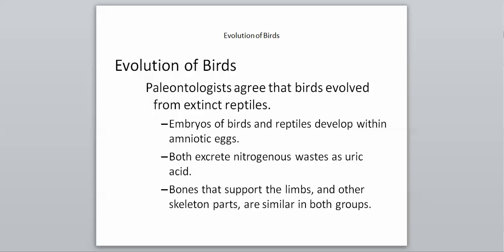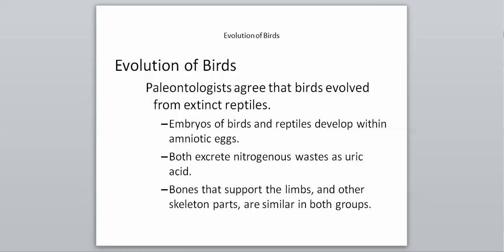For the evolution of birds, paleontologists today agree that birds evolved from extinct reptiles. So birds and reptiles are very closely related. The reason we know this is that embryos of birds and reptiles develop within amniotic eggs, a characteristic shared by both groups. They both excrete waste as uric acid, that pasty white mixture, and they both have bones that support the limbs and other skeletal parts that are very similar between the two groups. Those are three major characteristics that show us that birds and reptiles are very closely related.